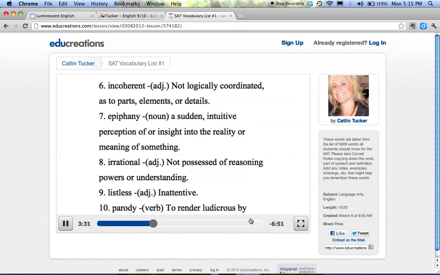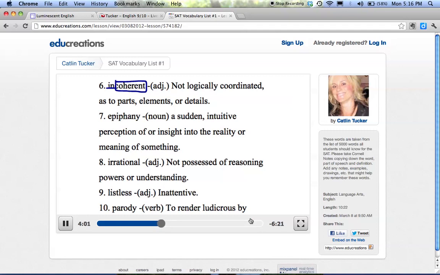Number 6 is incoherent. And incoherent starts with a prefix. A prefix is a root that happens at the beginning of a word. And so in has been attached to the beginning of the word coherent. Now, someone who's coherent is very logical. They make a lot of sense. When you add the in, which means not, the root in means not. So someone who is incoherent is not coherent.